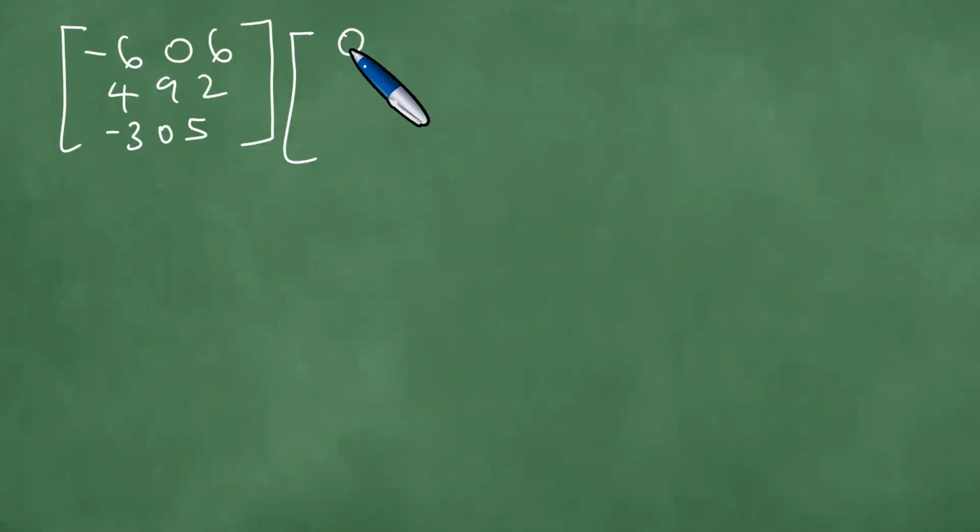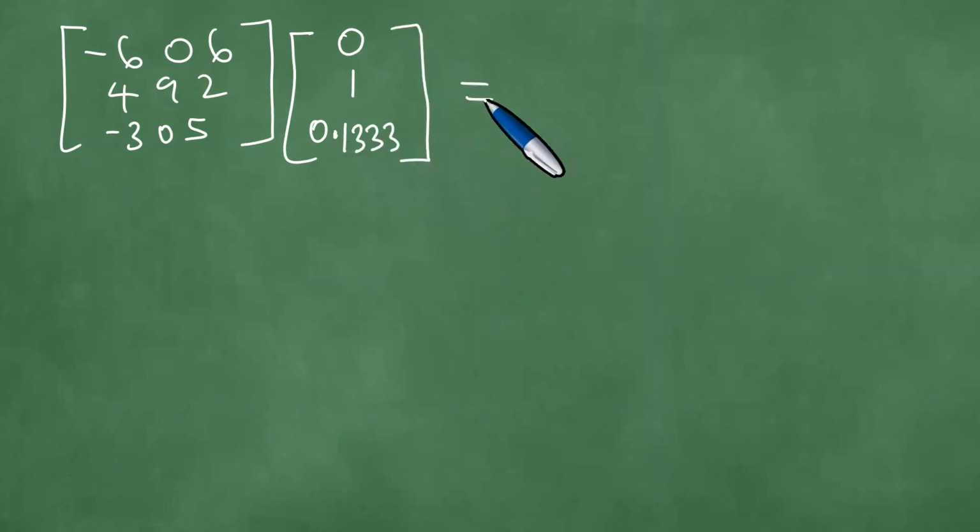So we have 0, 1, which is exactly now 0.1. Like this. So what do we get out of these? Okay. So now you continue with the multiplication.